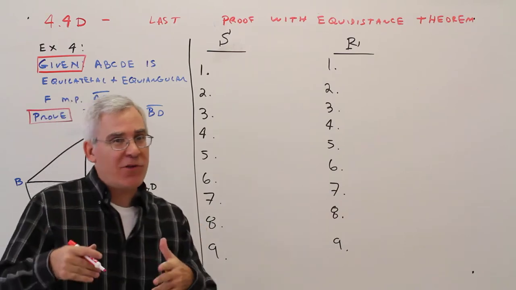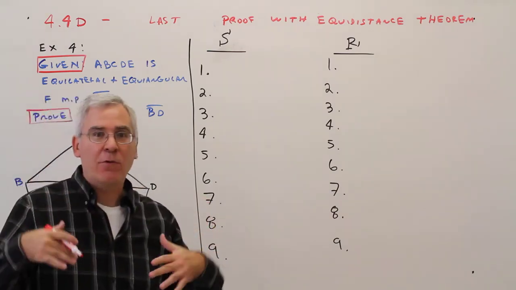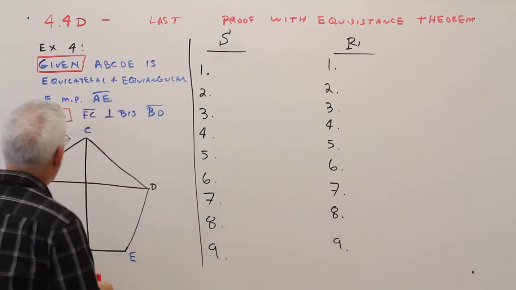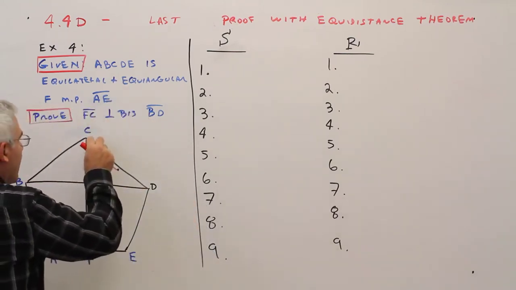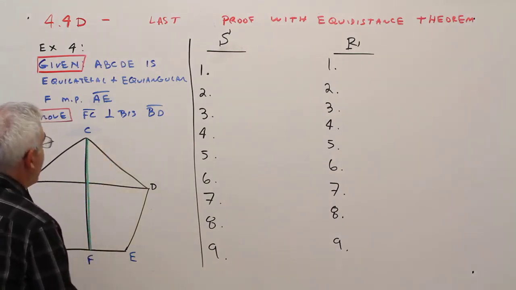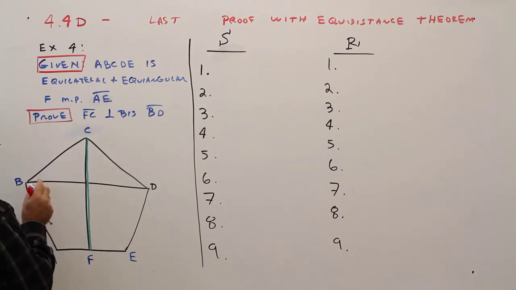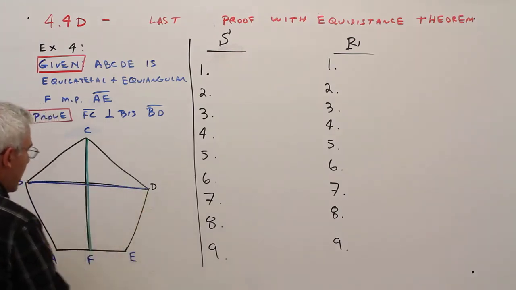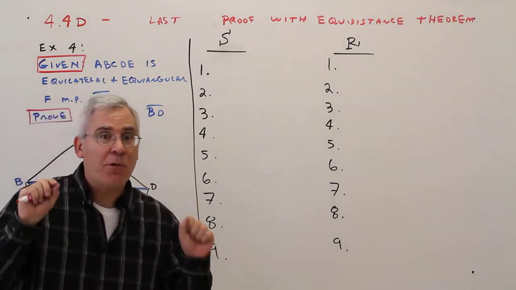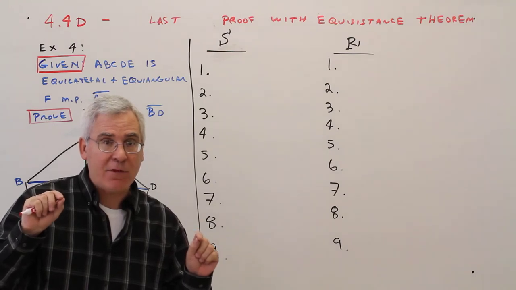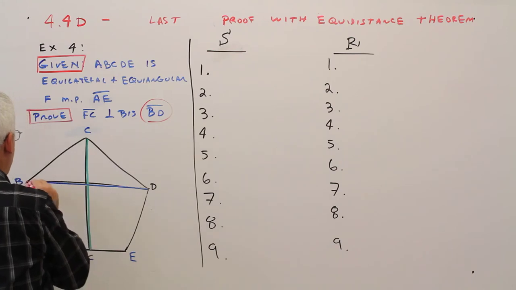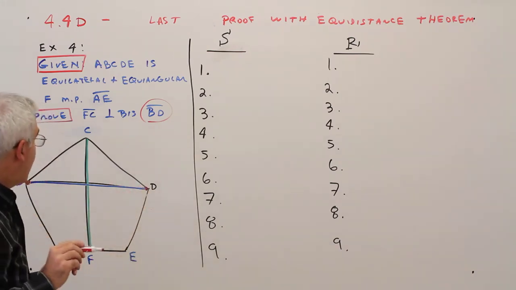Now, just in case you're getting confused with who's bisecting who, I'm going to highlight those in different colors just to help your brain out. So prove that FC is the perpendicular bisector of BD. So that means, for that green thing, I want to get some equidistant lengths to the endpoints of what I'm bisecting. Okay, so I've got to get some equidistant lengths.